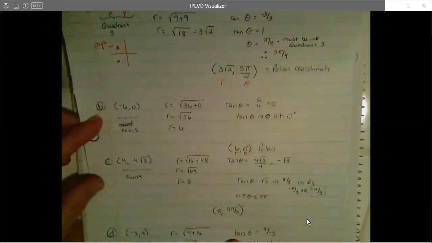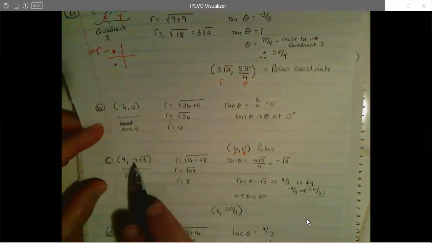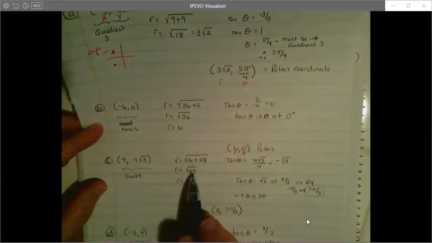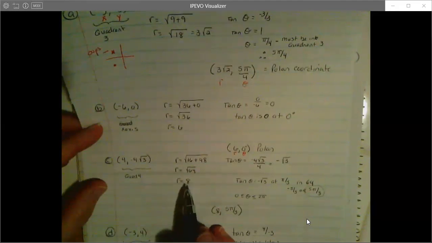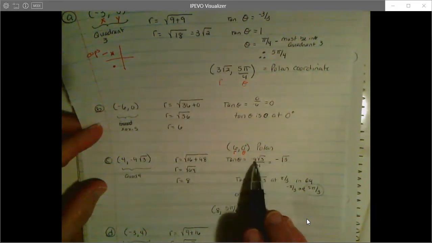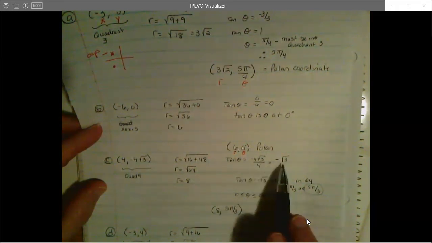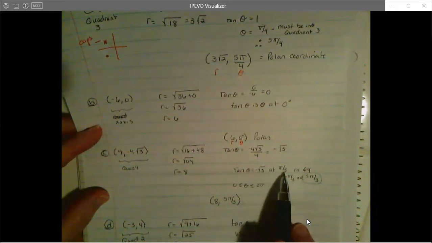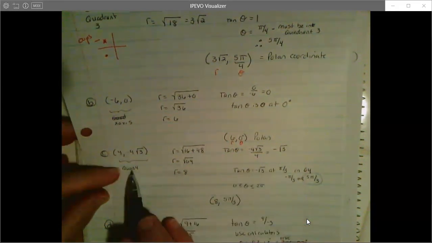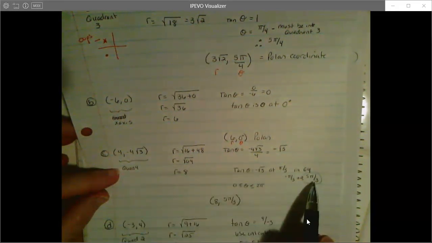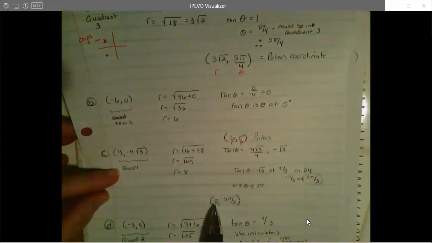Next one. We have 4 and -4 square root of 3. We're going to do our Pythagorean theorem. x squared plus y squared is 64. So r is 8. Now tangent of theta is y over x. So -4 square root of 3 over 4 reduces to negative square root of 3. Where is tangent square root of 3? It's square root of 3 at pi over 3, right? But we need a number in quadrant 4 that's equivalent to that. The equivalent in quadrant 4 is 5 pi over 3. So our ordered pair is 8 and 5 pi over 3.